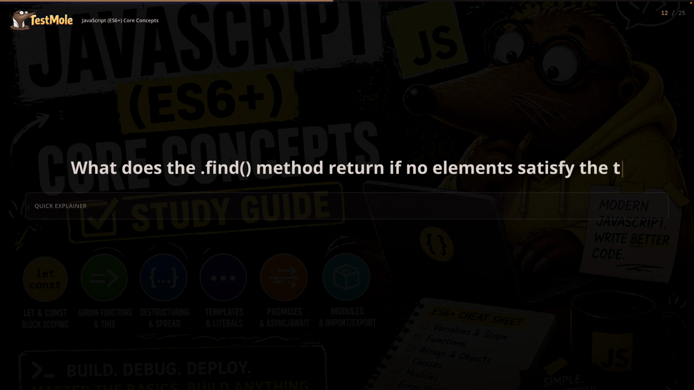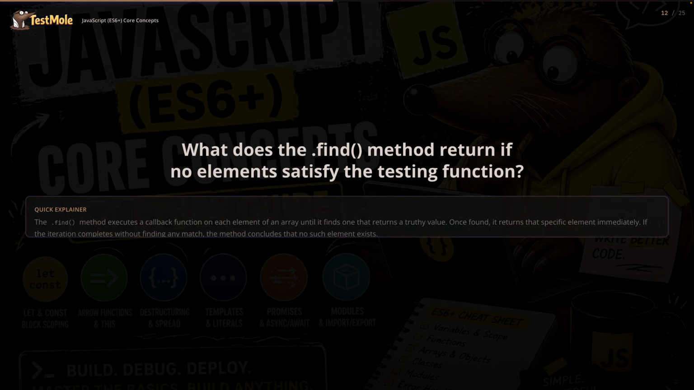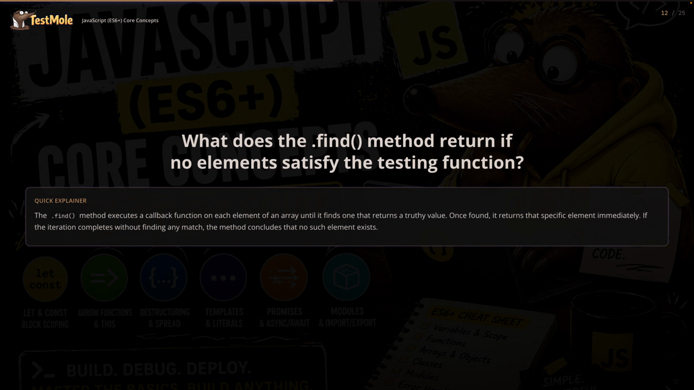What does the .find method return if no elements satisfy the testing function? The .find method executes a callback function on each element of an array until it finds one that returns a truthy value. Once found, it returns that specific element immediately. If the iteration completes without finding any match, the method concludes that no such element exists.